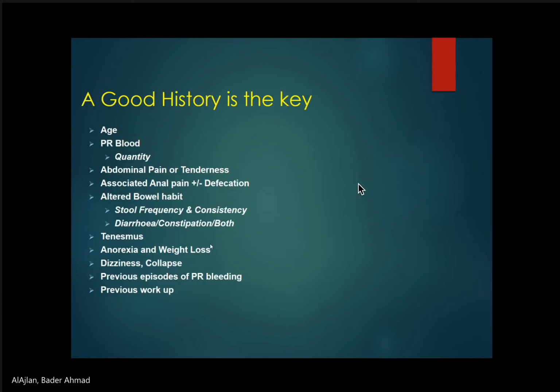Of course, to try to figure out what's causing it, the history is the key, as we just mentioned. We should ask about the quantity and the nature of the bleed that we're dealing with, and also if the patient has any abdominal pain, tenderness, or any anal pain with defecation or tenesmus, or any altered bowel habits. Of course, you look for signs of shock like dizziness, collapse, all of that, or any history of GI bleed, as we mentioned before.